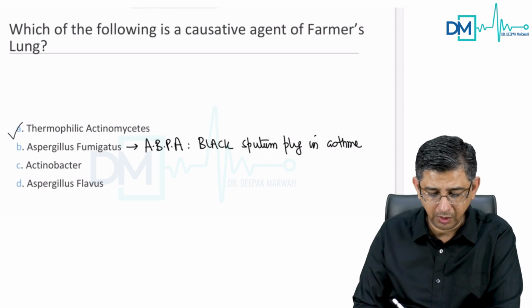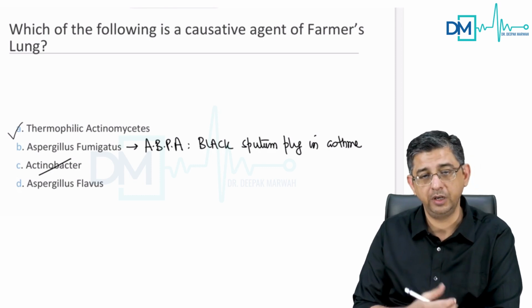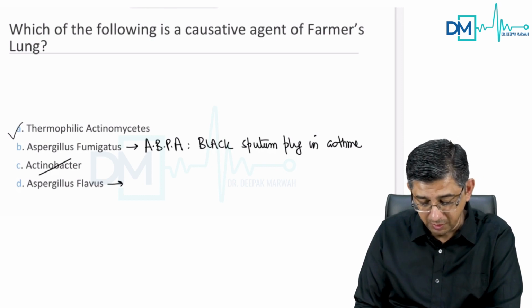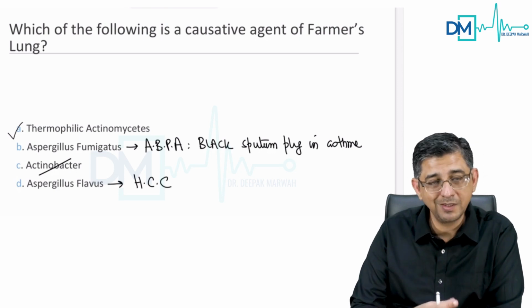So CM is ruled out anyway, because that's mainly related to VAP, ventilator associated pneumonia, or sepsis after blood transfusion. Aspergillus flavus has been asked earlier, that is causing hepatocellular carcinoma. So there are three learnings in this question.